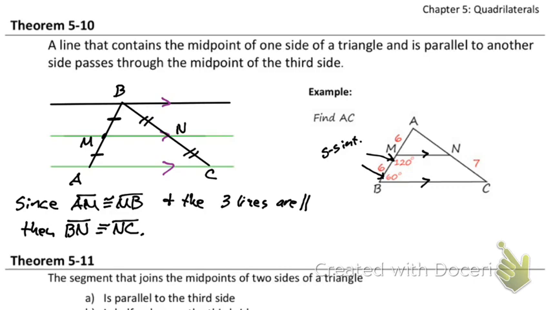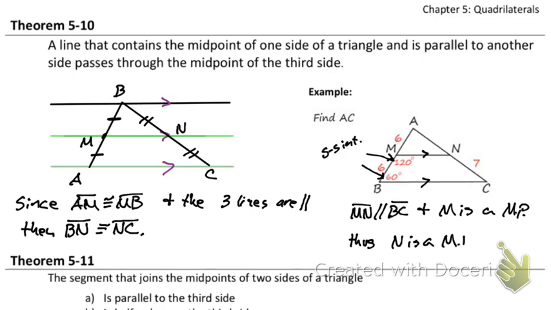Basically, we can prove that MN is parallel to BC and M is a midpoint. So if M is a midpoint and they're parallel lines, what does that mean about N? Yeah, it's also a midpoint. So MN is parallel to BC and M is a midpoint, thus N is a midpoint. And if N is a midpoint, what's the distance from A to N?